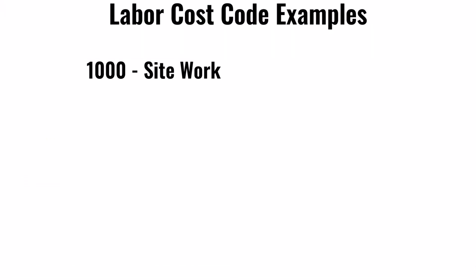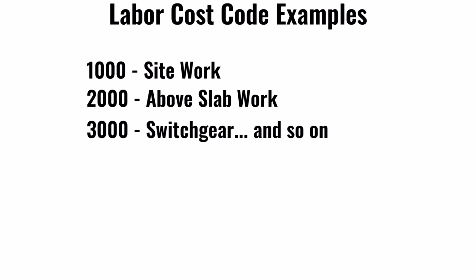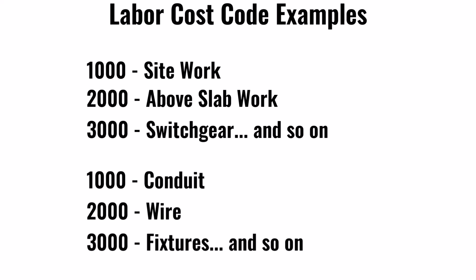For example, site work may be tracked by cost code 1000. Above slab work might be 2000. Services might be 3000, and so on. Another way to track is by material, like 1,000 conduit, 2,000 wire, 3,000 light fixtures, and so on.